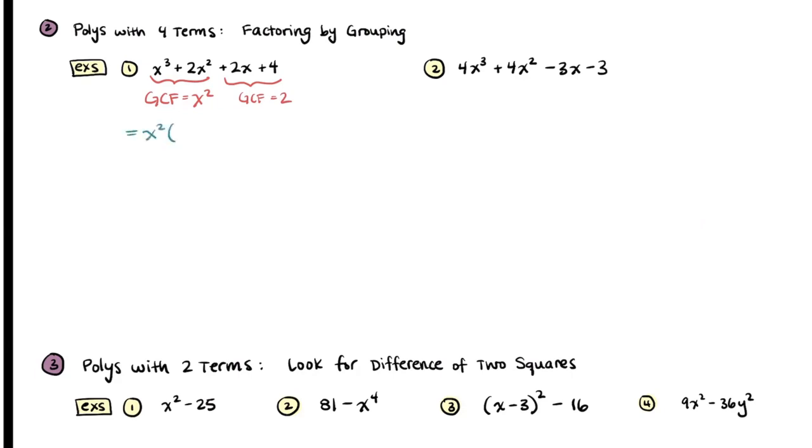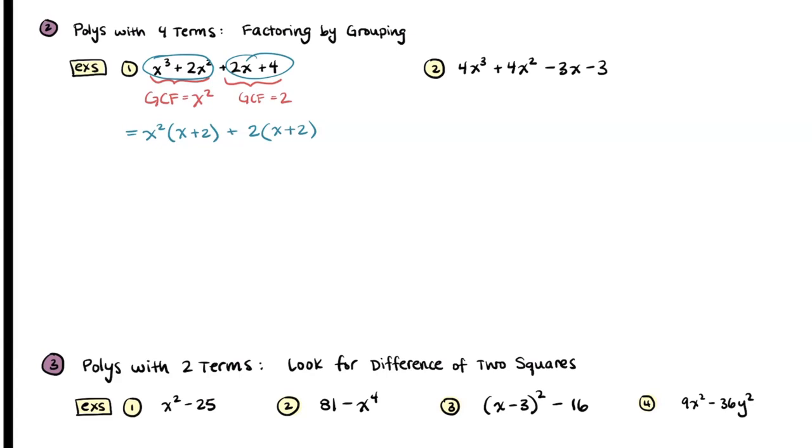Then we take the GCF out of each group. I'm factoring out an x squared just from the first group here, which leaves me with x plus 2. Then we have plus the second group. I'm factoring out a 2 from here, and what we're left with is x plus 2. If this method is going to work, the thing in the parentheses has to match. So we've got x plus 2 and x plus 2.